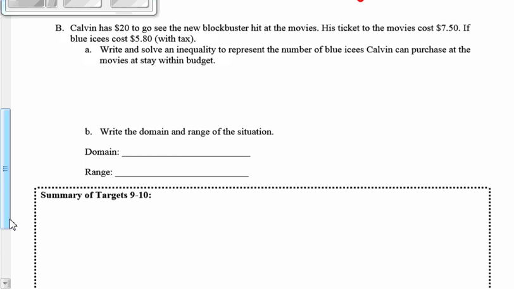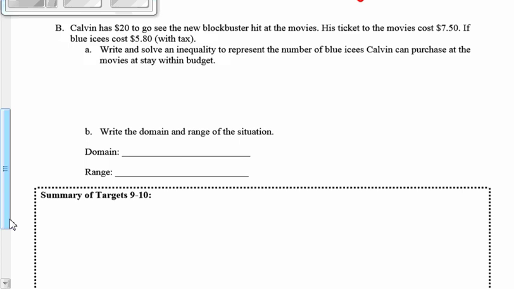So starting off with our expression. So the ticket costs $7.50. It doesn't matter what else is purchased, what other snacks are purchased, the cost of the movie is always going to be $7.50. The Blue Icy costs $5.80. Now we could purchase one Blue Icy, we could purchase 2, 3, 4. Probably going to throw up if you drink that many, but hey, go for it.